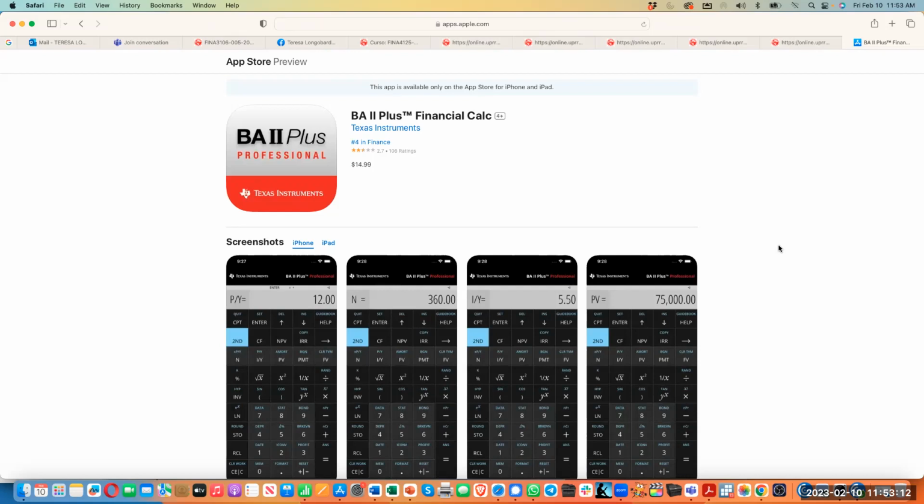So in real life, if you go to the CFA exam, you obviously cannot take your phone in. You're going to have to purchase the BA2 Plus. It's exactly the same in the physical. It's not different. It's just not your phone.